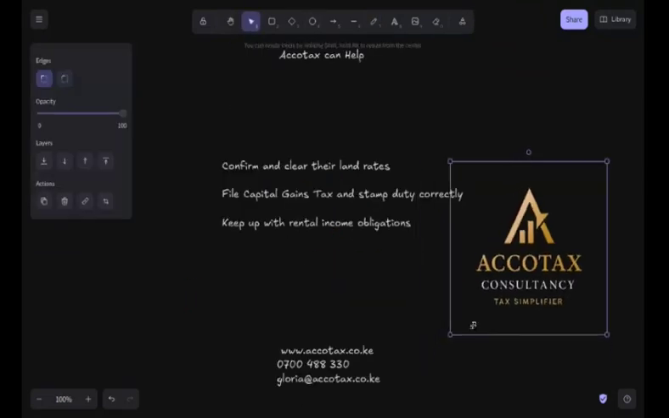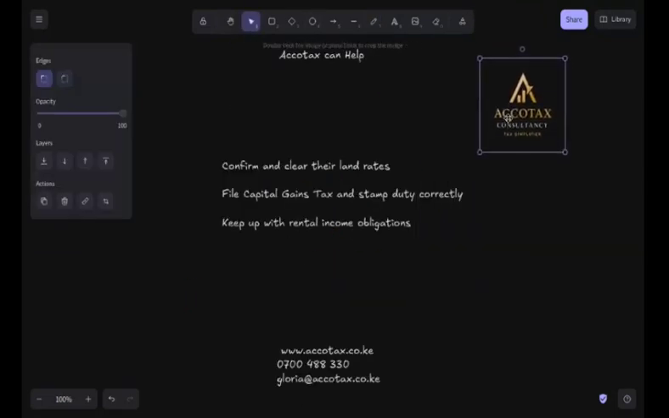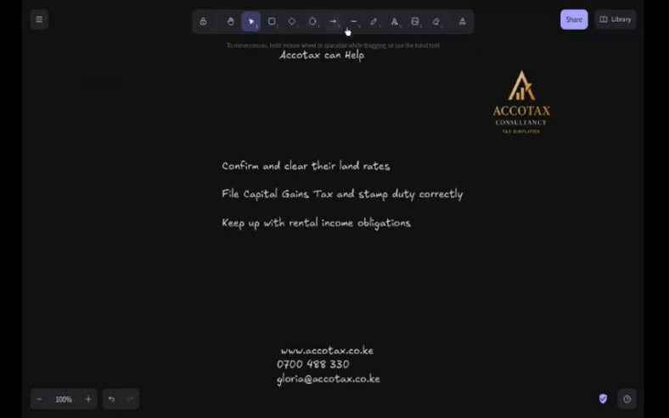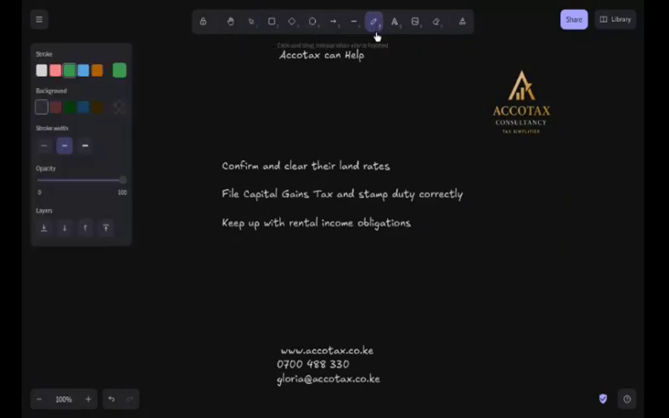Keeping track of all these requirements, land rates, rent, stamp duty, CGT, rental income, it can be overwhelming. That's why at ACOTax, we simplify it for you. We help landowners confirm and clear their land rates, file capital gains tax and stamp duty correctly, keep up with rental income obligations, and process clearance certificates on your behalf. Whether you're a property investor, land buyer, or just managing a family asset, tax compliance is key to protecting your land. Let's help you stay ahead.